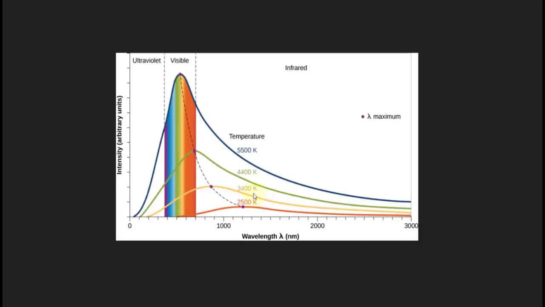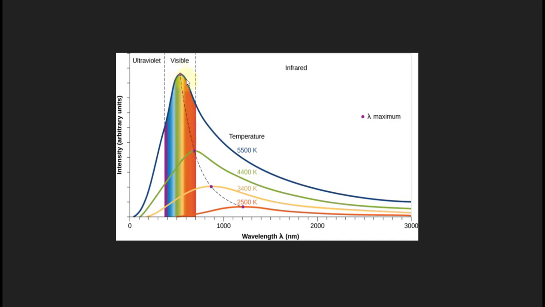Black body radiation is a type of radiation that we're discussing right now. The black body radiates everything under this curve. So these are the curves for different temperature black bodies. A black body at 2500 degrees Kelvin, a black body at 3400 degrees Kelvin, a black body at 4400 degrees Kelvin, and a black body at 5500 degrees Kelvin.